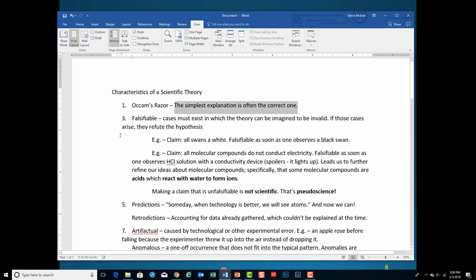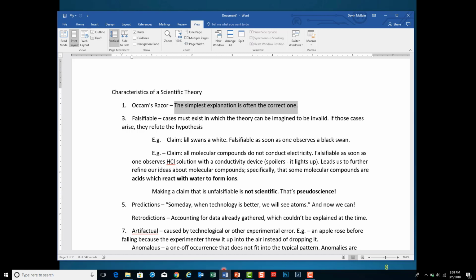Okay? So here's some more notes for you. Again, cases must exist in which the theory could be imagined to be invalid. And if those cases arise, they refute the hypothesis or they at least prompt us to modify our hypothesis to further describe those cases. So one example is maybe you could make the claim that all swans on this big wide world are white. But that claim would be refuted as soon as someone observes a black swan. That would tell you, no, not all swans are white because that's a swan. It's just a different color.